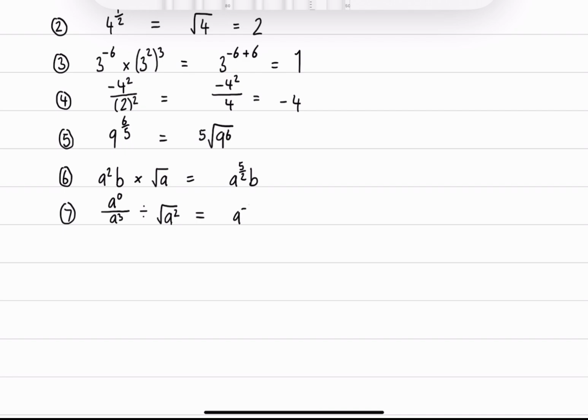Finally, question 7. First, subtract the indices of the fraction, which equals a to the minus 3. Then square root a squared, which equals a. Flip the fraction to multiply, which is 1 over a times a to the minus 3. Now subtract the indices, which equals a to the minus 4, or 1 over a to the 4.